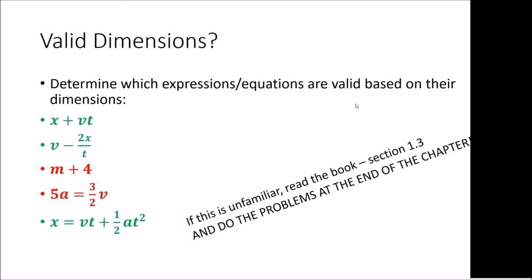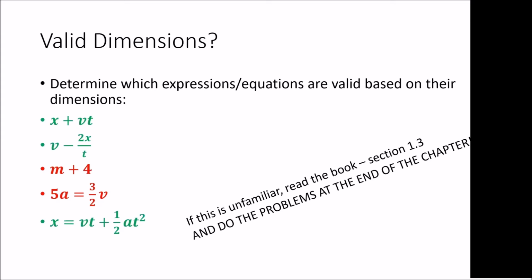Here we are. The green ones are good. X plus VT, well, VT just becomes X again. We've got V minus 2X over T. Well, X over T, that's going to be another velocity looking term. That 2 doesn't affect anything, so that's good. Adding 4 to a mass, well, that doesn't work because the mass might be measured in kilograms or in grams or in pounds. Well, not pounds, I guess. That's a unit of weight, of force, but take any kind of mass unit. You need to know what the units of that are before you can just add something to it.